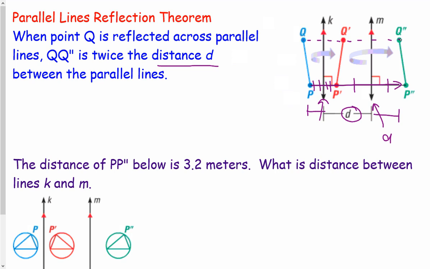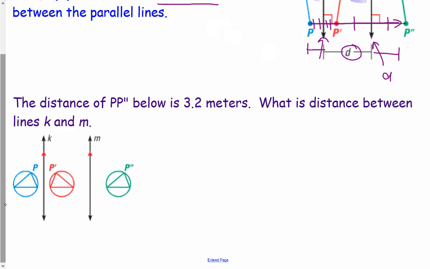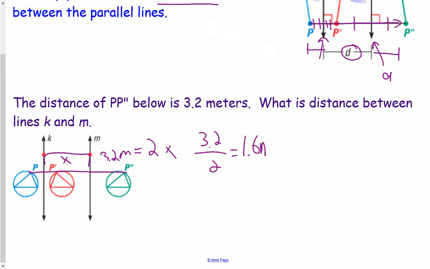And so using that information, the distance from P to P double prime is 3.2 meters. All right, so we're saying this is 3.2. What's the distance between K and M? This equals 2 times the distance, or 2x, and we just want 1x here. And so you just divide by 2. So 3.2 divided by 2 will give us 1.6 meters.